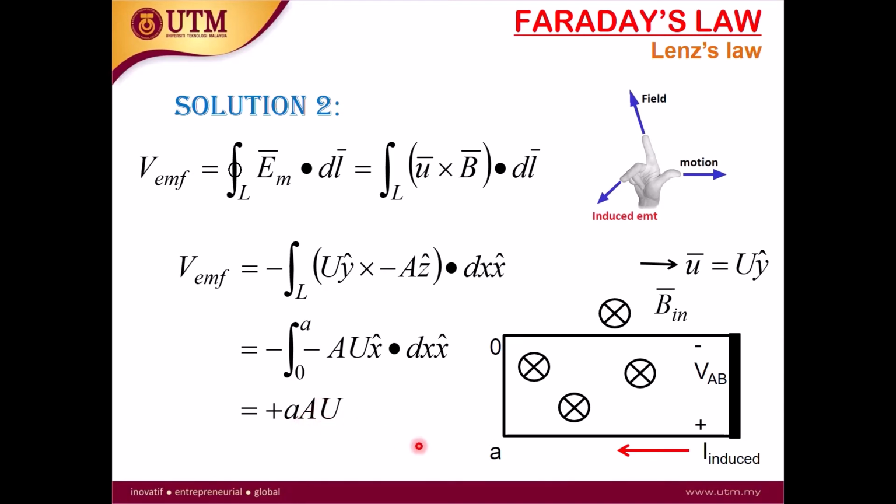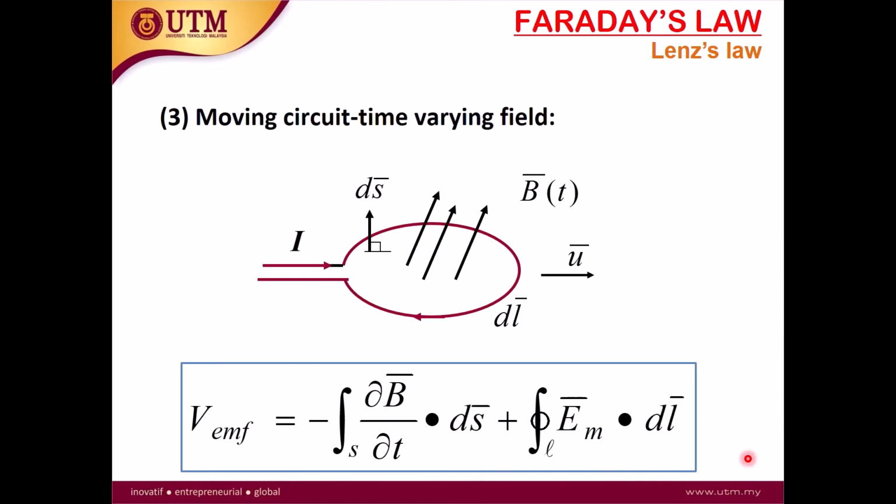Small a and capital AU. So that means the direction is correct. The direction of VEMF is correct as labeled here. And the third case is a moving circuit in time varying field. So it's almost the same thing, but we move the circuit and we have the time varying field.